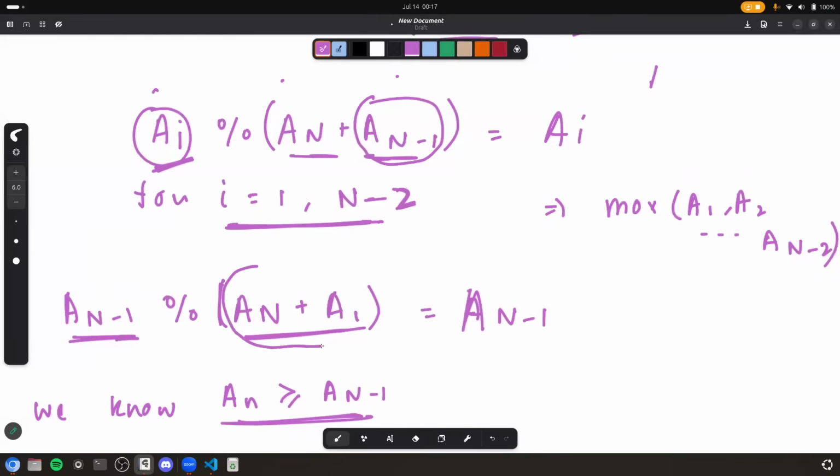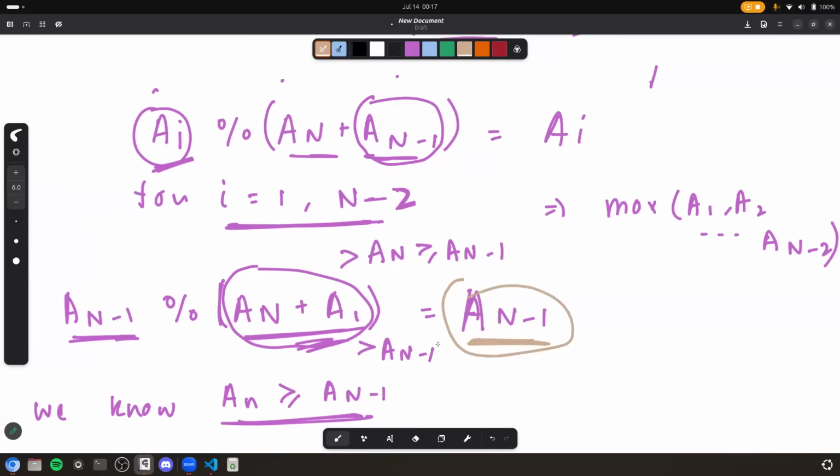So this term would always be greater than or equal to AN minus 1. So this term would always be greater than AN minus 1. And since it is greater than AN minus 1, we'll get this as the remainder. So we add another element here. So our answer will now be the maximum of A1, A2, ..., AN minus 1.